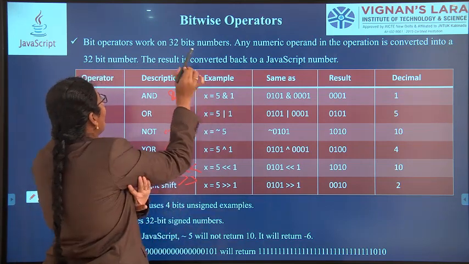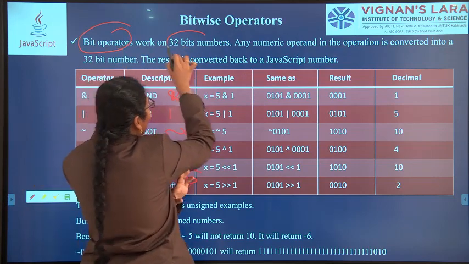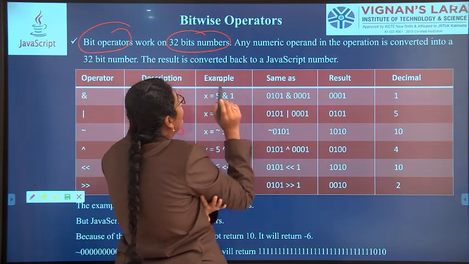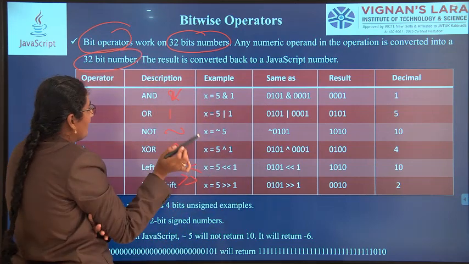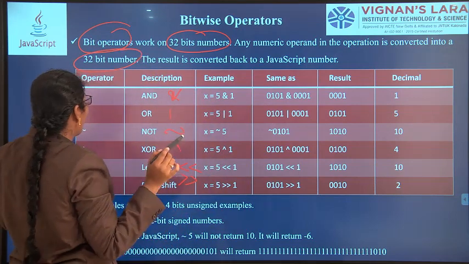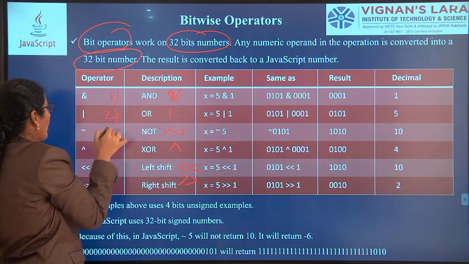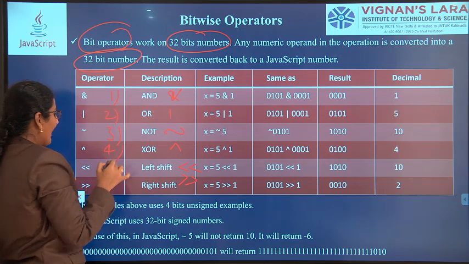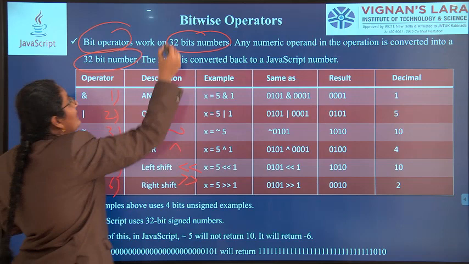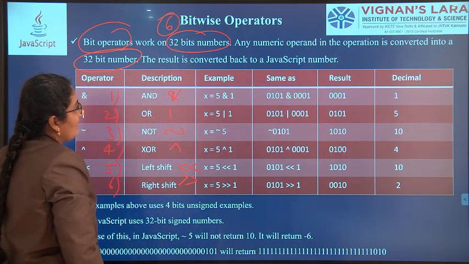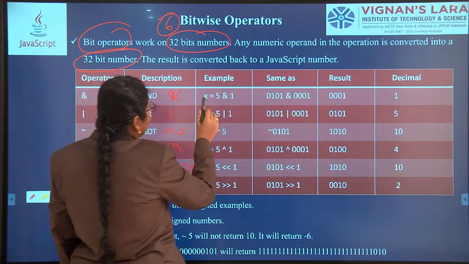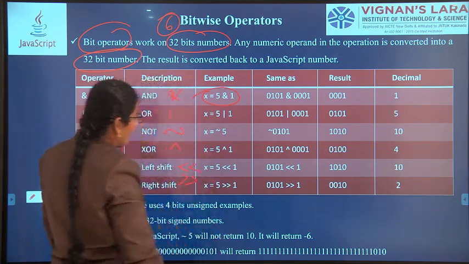So these you already know. See, the important point is bit operators will work on 32-bit numbers only. If you want to perform bit operators, you should convert the number into a 32-bit number. How many bit operators do we have? And, or, not, XOR, left shift, right shift. 6 bitwise operators we have. And solving these examples, you already know. See, taking some x and y values, you can solve that.